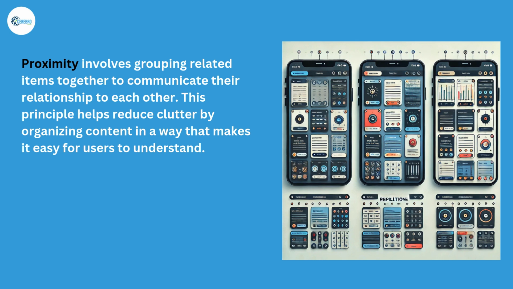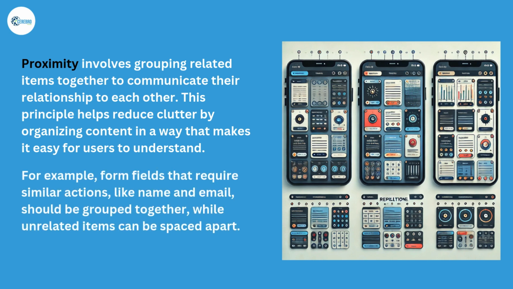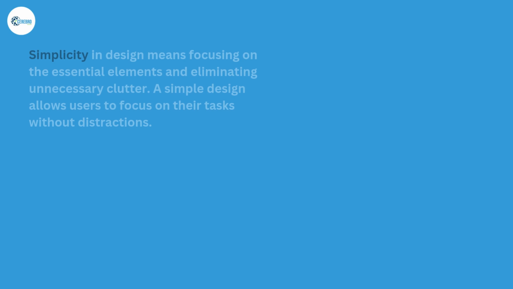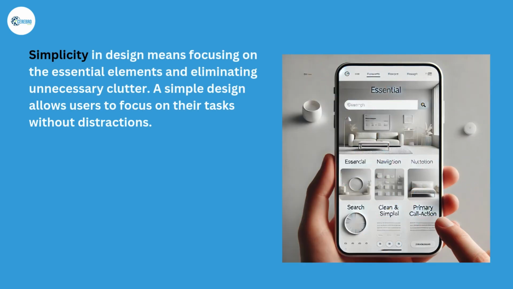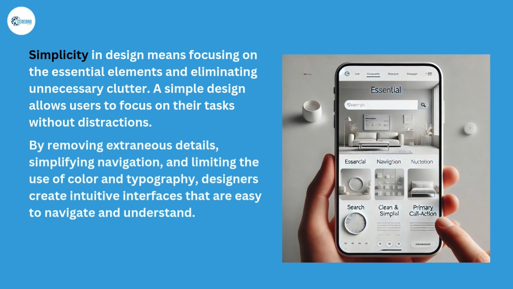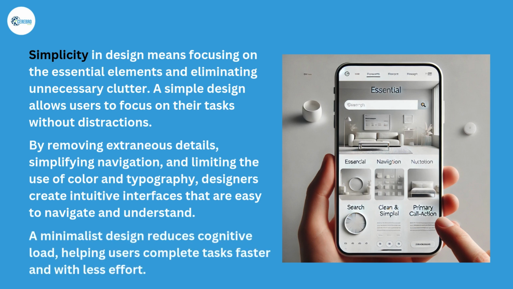Proximity is the practice of grouping related items together. This helps users quickly understand the relationship between different elements. For example, related information like form fields or buttons should be placed near each other to avoid confusion. Simplicity in design is key to user satisfaction. By eliminating unnecessary elements and focusing on core functionality, you can make interfaces that are easy to use and understand. A clean, minimalistic design reduces cognitive load, allowing users to focus on the tasks at hand without distractions.